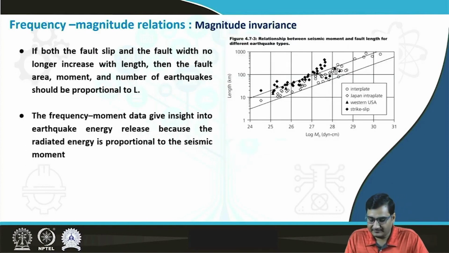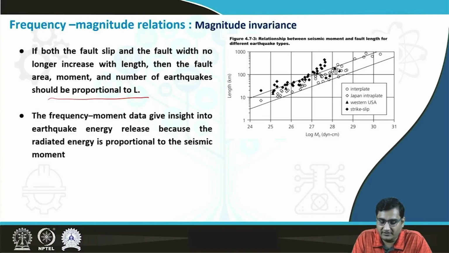And if both the fault slip and the fault width no longer increase with length, then the fault area, moment, and the number of earthquakes should be proportional to L. The frequency-moment data give insight into the earthquake energy release because the radiated energy is proportional to the seismic moment. So here in this figure, the relationship between the seismic moment and the fault length for different earthquake types is given. Here you have the length of the earthquake, and here you have the moment.